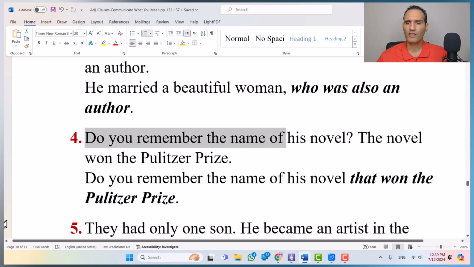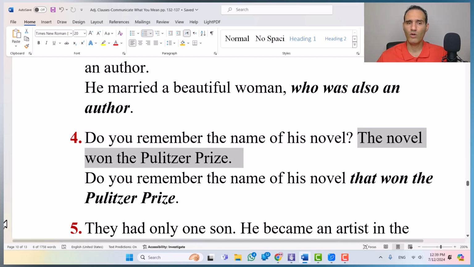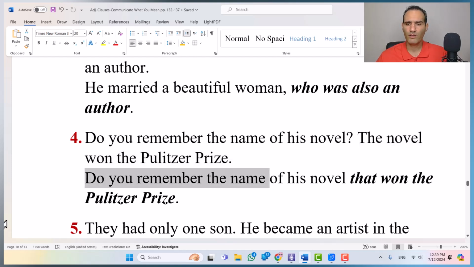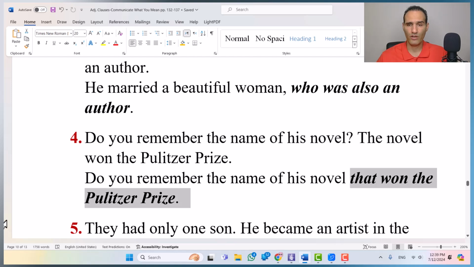Do you remember the name of his novel? The novel won the Pulitzer Prize. So, do you remember the name of his novel that won the Pulitzer Prize? He has had several novels. Just one of them won the Pulitzer Prize. So that's why it is necessary adjective clause. 2 points here. The Pulitzer Prize, a literary prize given to the authors, successful ones. And the pronunciation of this word, it is not "won" as lots of learners feel. It is "won". Win, won, won.